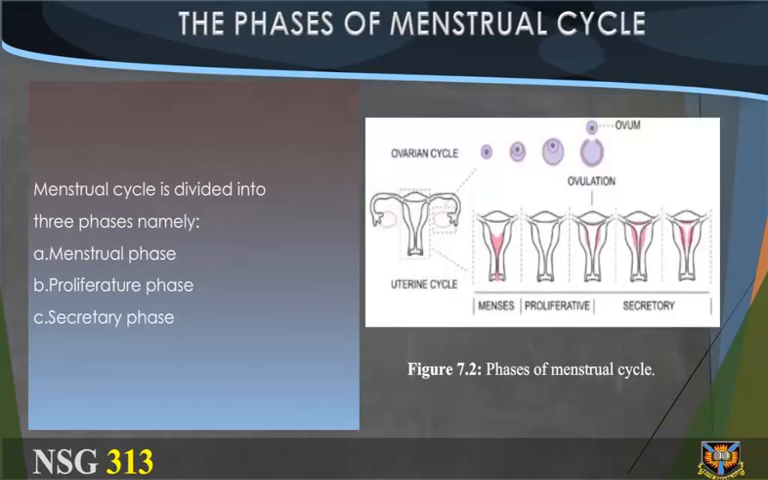The phases of the menstrual cycle. The menstrual cycle is divided into three phases, namely A. Menstrual phase, B. Proliferative phase, C. Secretory phase. Diagram of the phases of the menstrual cycle.